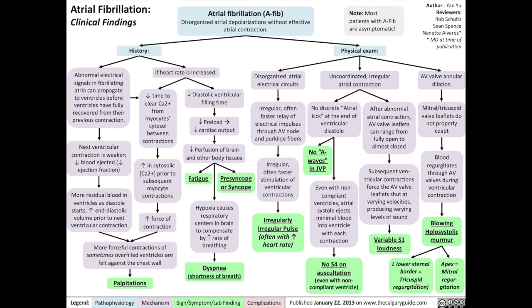Regurgitation through the tricuspid valve is best heard at the left lower sternal border, and regurgitation of the mitral valve is best heard at the apex of the precordium. And that's it for the clinical findings of atrial fibrillation.